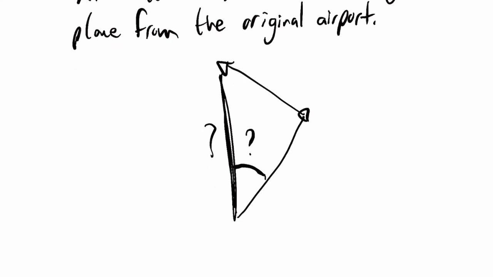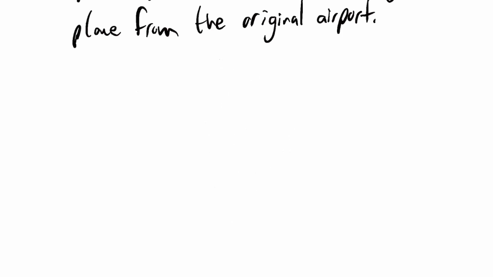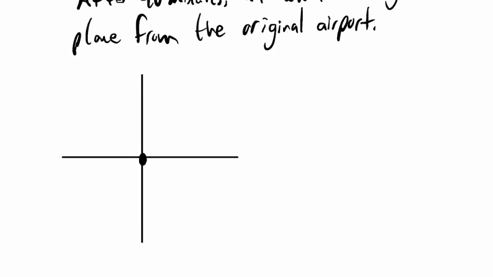Okay, so I'm going to redraw this a little more carefully. That's just broadly what we're doing. I'm going to mark out the path and then calculate what angle it is now from the original airport. So if I make a north-south and east-west line and say that the original airport is here at the center, then I'm told that the plane goes north 35 east. That's the first leg of the flight. And then the plane turns 90 degrees to the left.